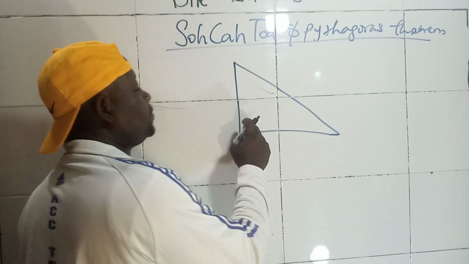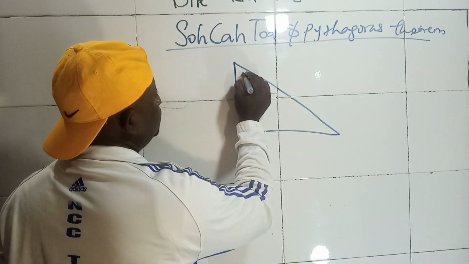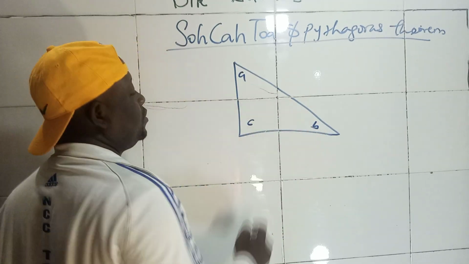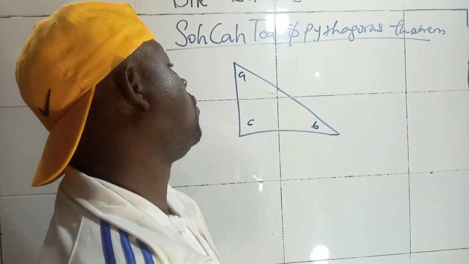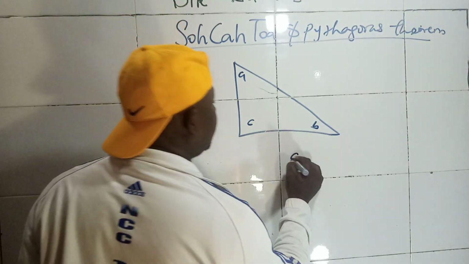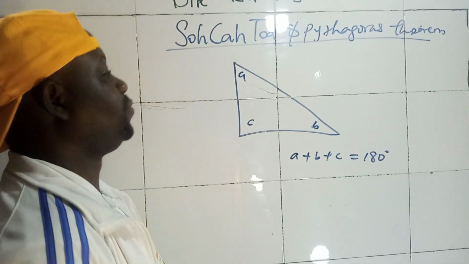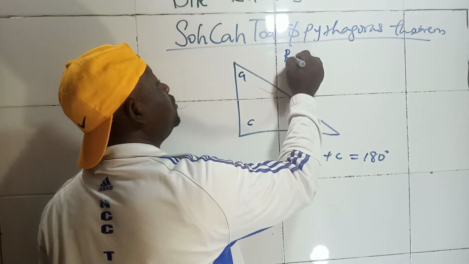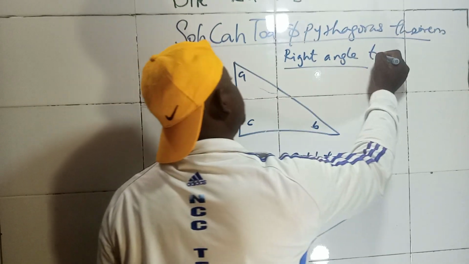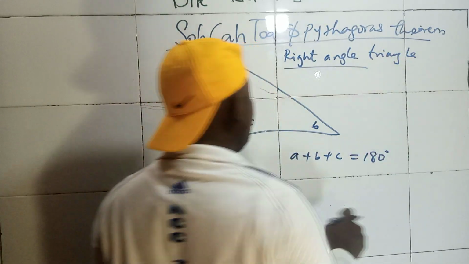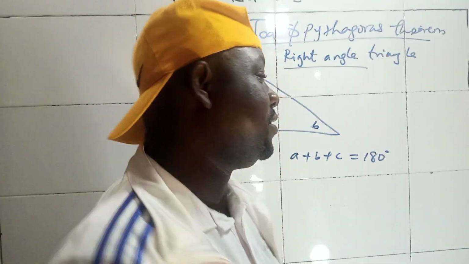You know that the sum of angles, let's say angles A, B, and C, in a triangle must be equal to 180 degrees. That is, A plus B plus C must be equal to 180 degrees. But in a right angle triangle, one of the angles must be equal to 90 degrees.